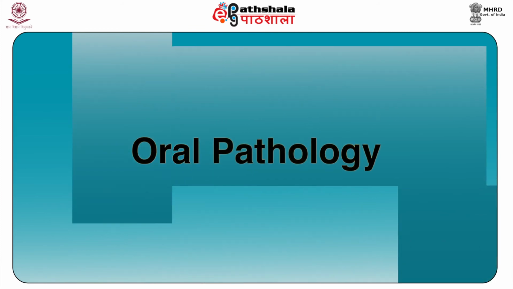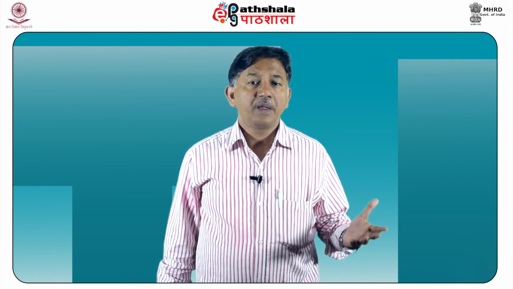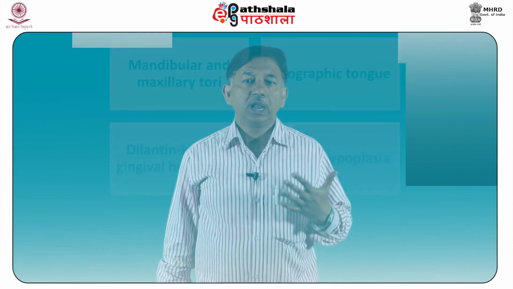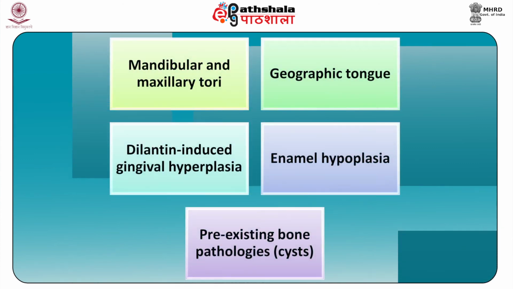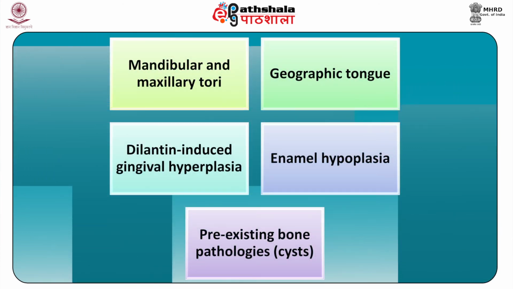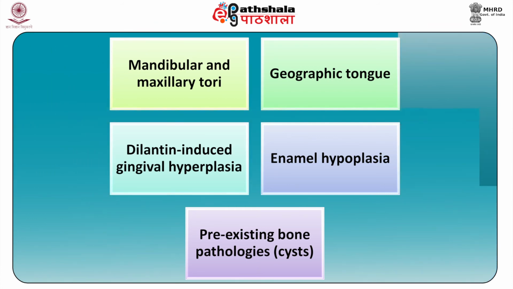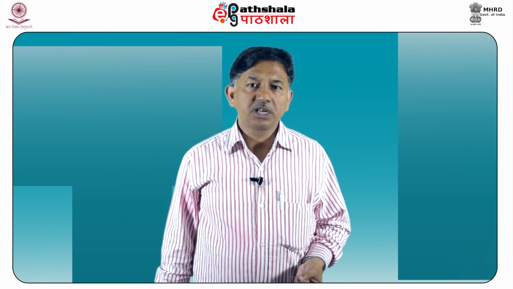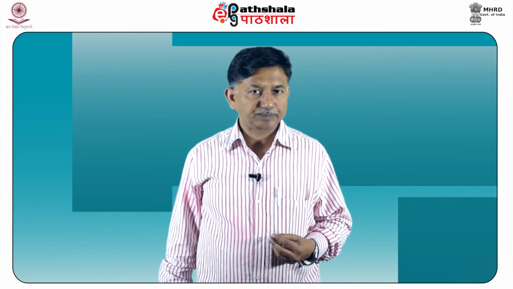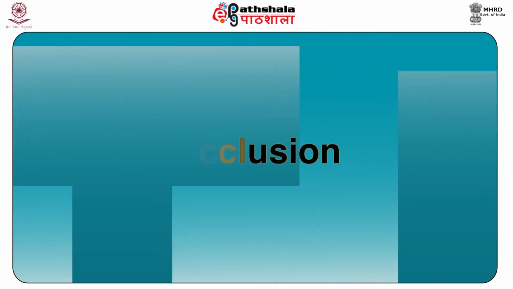Then the next factor is the oral pathology. The deviation from the normal anatomic configuration of the oral cavity, like mandibular and maxillary tori, geographic tongue, dilantin-induced gingival hyperplasia, enamel hypoplasia, and pre-existing bone pathologies like cysts, are a few examples. The presence of healed or healing fractures and the establishment of an approximate time of injury could be of help in the identification process. Then another factor is occlusion.